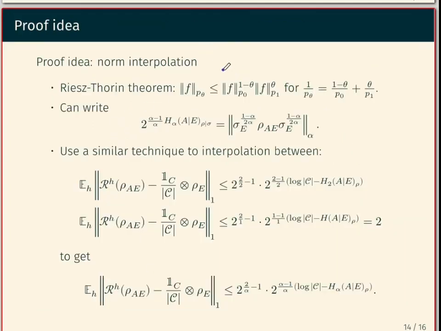Now, before I get to the end of the talk, I'd like to say a few words about the proof idea for our main theorem, and basically it's based on norm interpolation. There's something called the Riesz-Thorin theorem that's about interpolating between two norms. So let's say we have a p_theta norm that's somewhere between p0 and p1, where they're all related by this formula here, where theta is some parameter between 0 and 1.